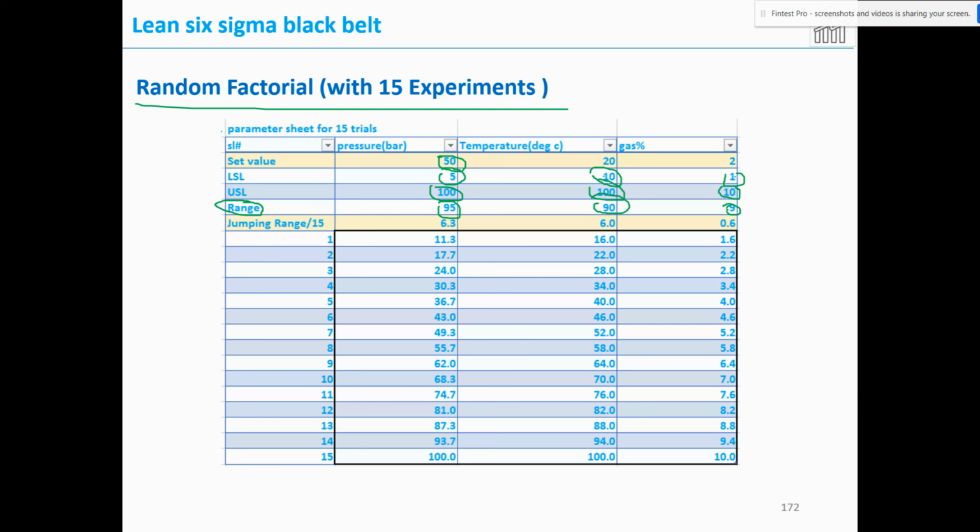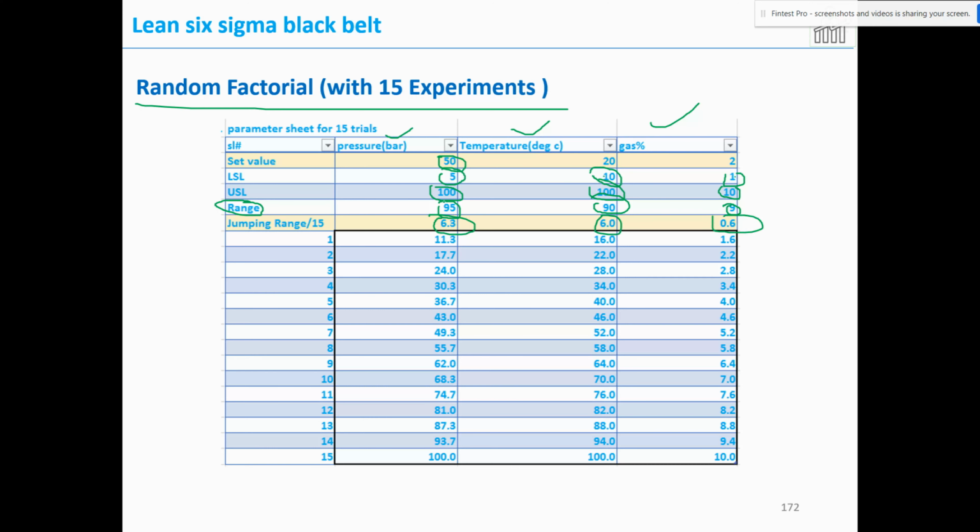So they are found to be correlated. If you increase the pressure, there is a change in the output. If you increase the temperature, there is a change in the output. If you increase the gas percentage, there is a change in the output. So increasing all three is giving a positive result. Therefore, you need to find the right combination of these three. What we'll do is divide each range by 15. We'll get 6.3, 6, and 0.6.